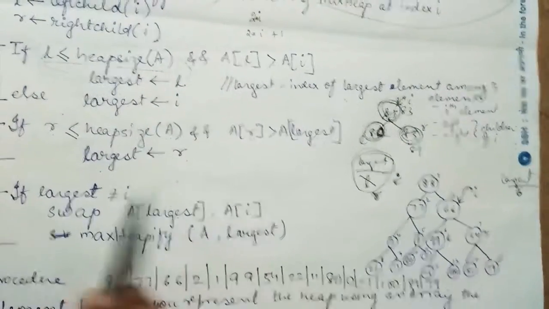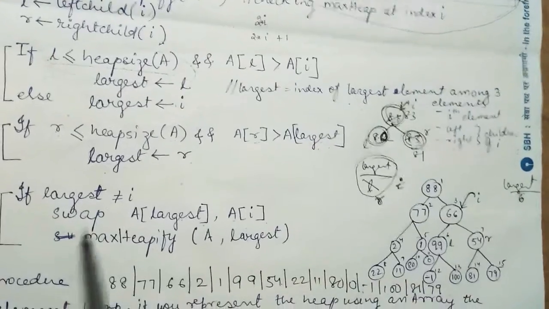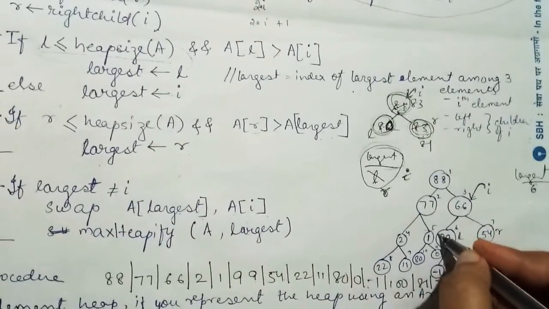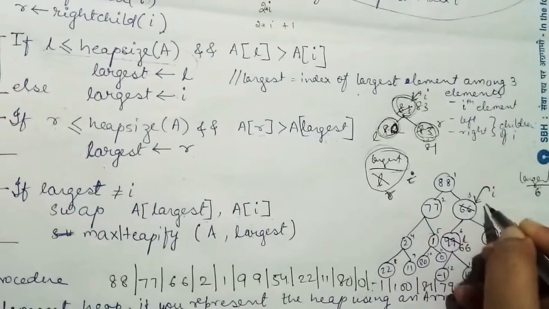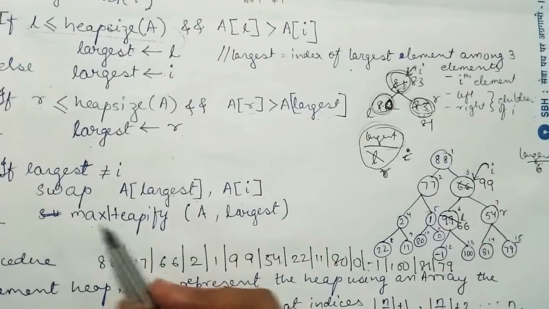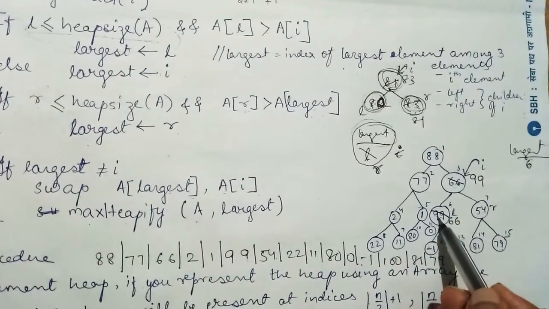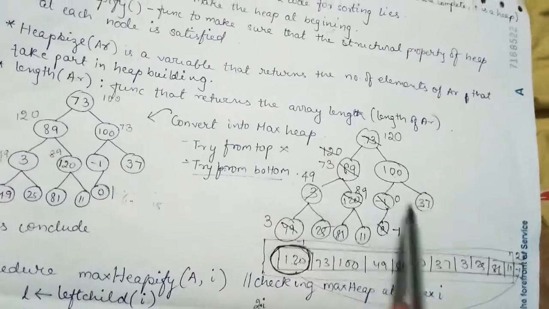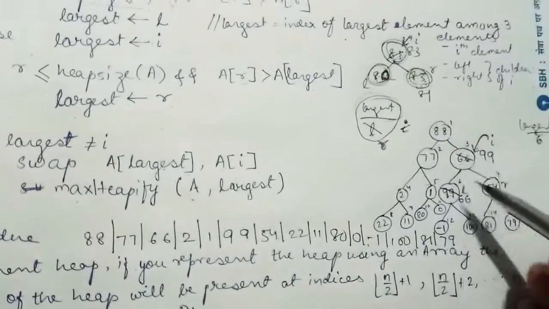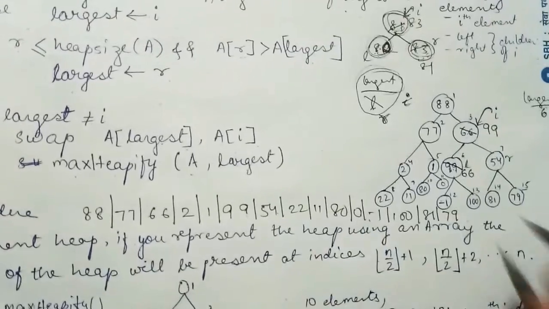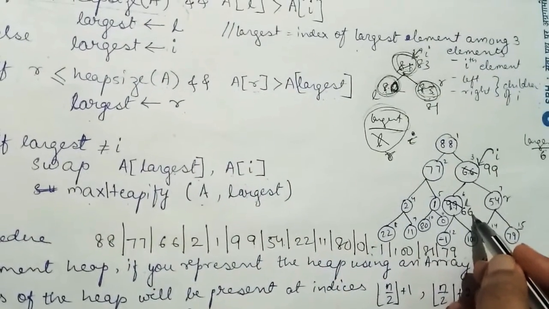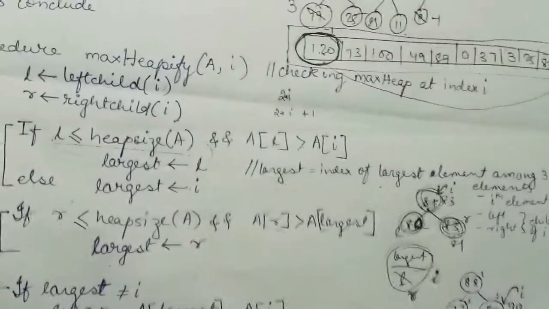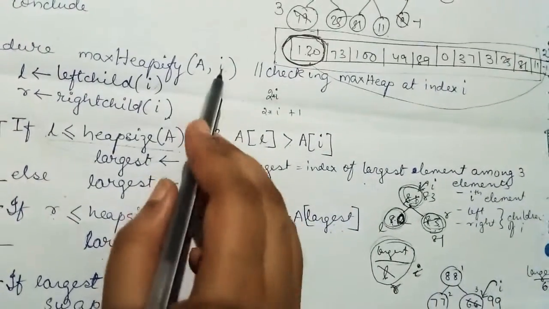If largest is not equal to I, no, largest is not equal to I, swap these two, means largest with I. So this is my 66, this is my 99. Then maxHeapify A and the largest, this thing here. Earlier we were going from bottom to top. Here we were checking previously manually, but in the programming, due to recursion, we are going from top to bottom. 66 was at index 6, which was my largest. Now I have to check maxHeapify here. Array is the same. Now I is equal to 6.